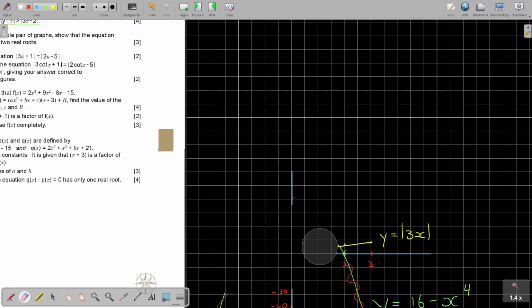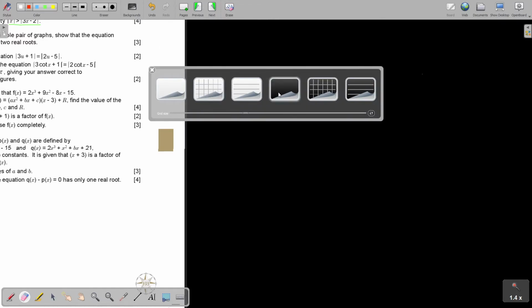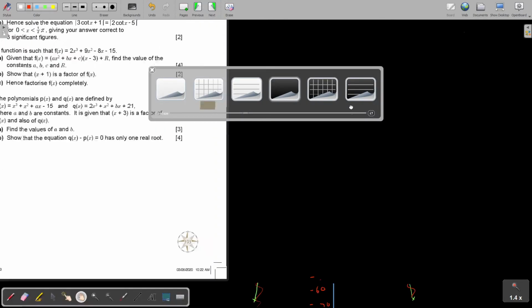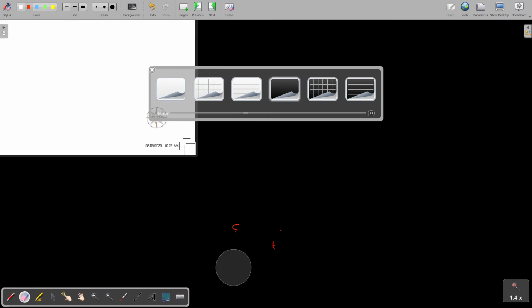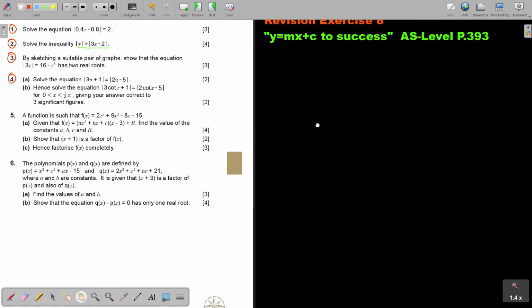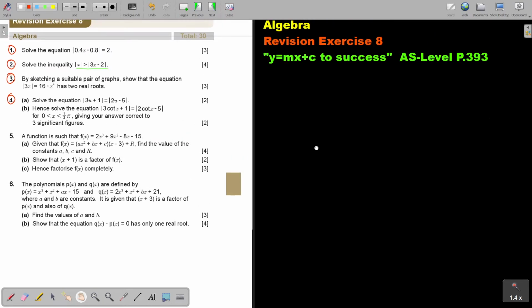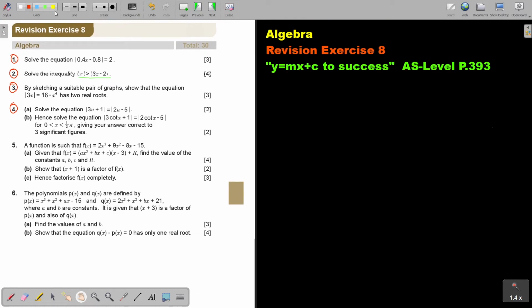So that's how you do it. Let's just get rid of our grid. Let's just go normal again. Let's just clean it here. Okay, let's just take that away. And now we go for number 4. Get the line away. Number 4.